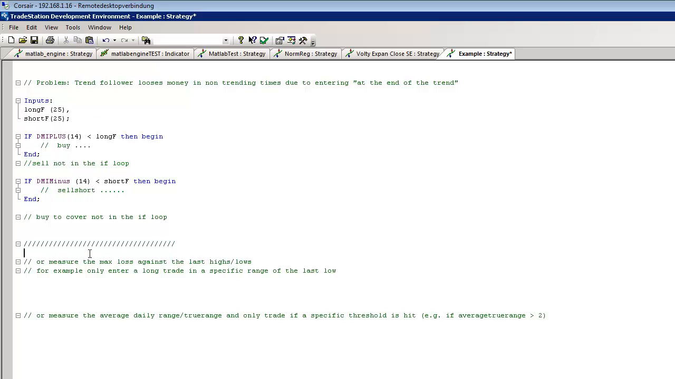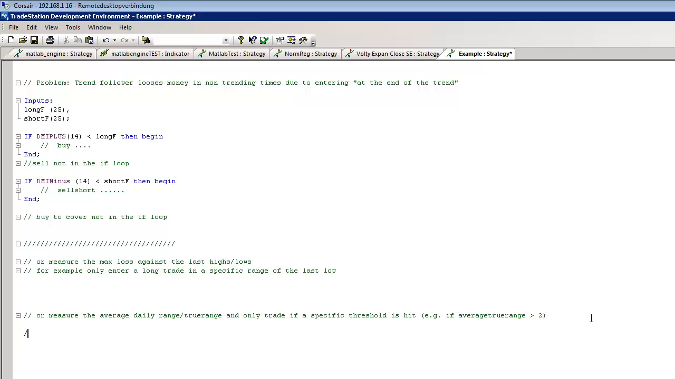Another solution is to measure the maximum stop against the last highs or lows and the maximum loss. And this means you only go in, for example, for a long trade, if you are close to the last lows and far away from the last highs. And this will automatically in a sideways channel generate a specific profit. For example, you only enter a long trade in a specific range of the last low. This is what I said before. And a third way to do it is to measure the average daily range, true range, and only trade if a specific threshold is hit. For example, if the average true range is bigger, and this means you only go into a trade when you are not in a sideways channel.